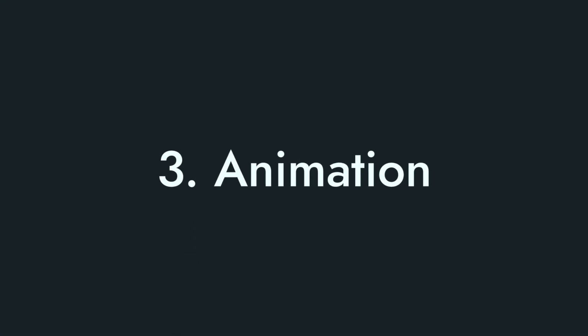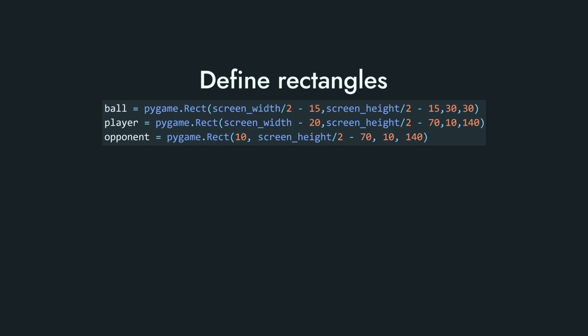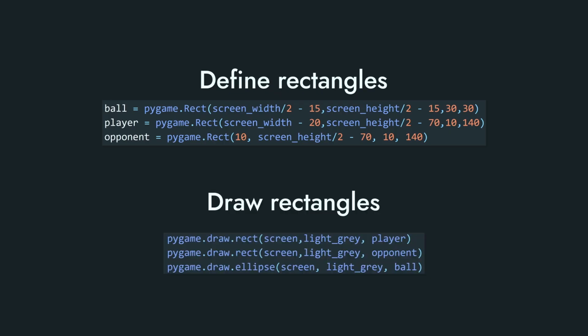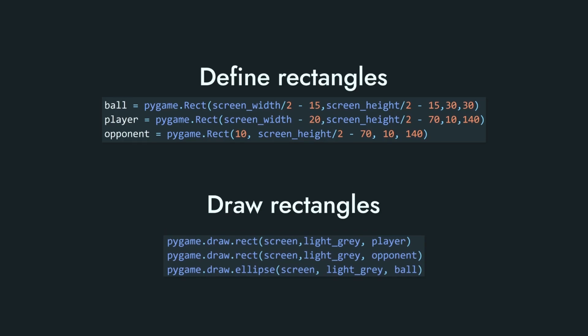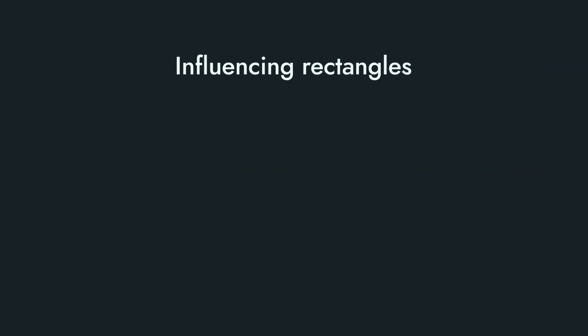I will start with the ball. Right now, the code works like this. We define a rectangle with coordinates and dimensions, and later we draw the rectangle on the surface with a color. The way we do animations is that we add a step in between that tells Pygame to move the coordinates by a number of pixels every cycle in the loop. And for that purpose, the rectangles are incredibly useful.